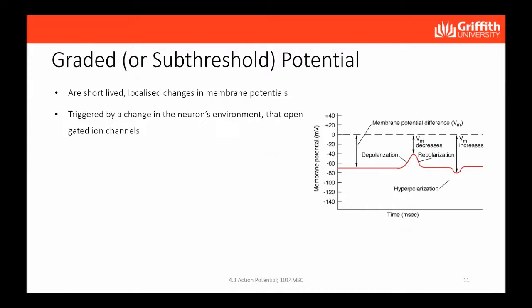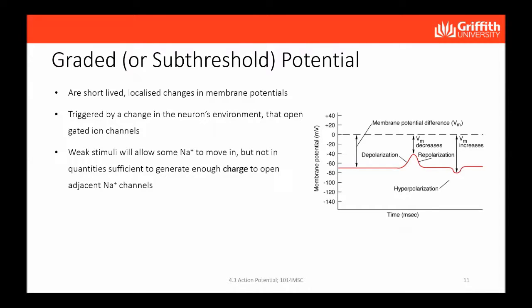Graded potentials are short-lived, localized changes in the membrane potential. They are triggered by a change or a stimulus in the neuron's environment. These weak stimuli open gated ion channels that allow some sodium ions to enter the cell, but not in large enough quantities to generate an adequate charge to open the adjacent sodium channels.